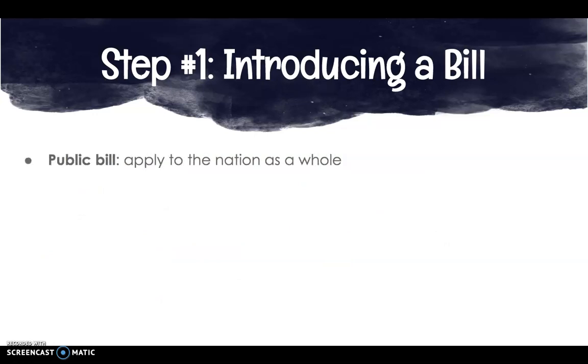Now, there are a couple types of bills to look at. Comparing public and private bills, what the difference is: public bills apply to the nation as a whole. So that would be like Obamacare, for example. And then private bills apply to a particular individual or place. So if the bill is dealing with specifically Washington, D.C., that would be a private bill.